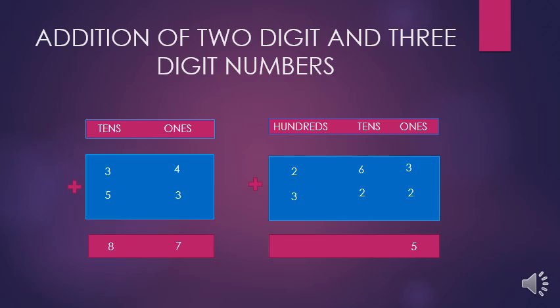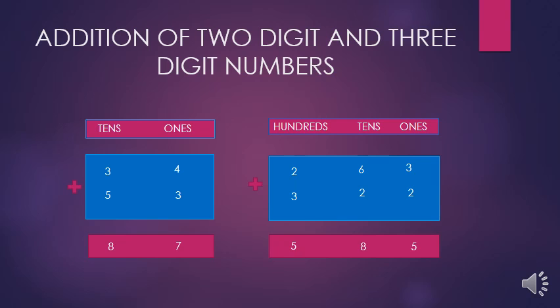Now here 3 you have to add with 2. Keep 3 in your mind and 2 on your fingers. 3, 4 and 5. The answer is 5. 6 plus 2. Keep 6 in your mind and 2 on your fingers. 6, 7, 8. Very good.